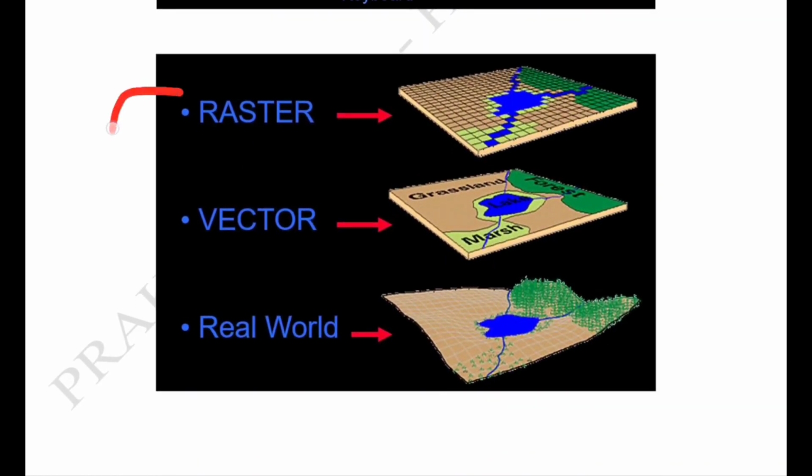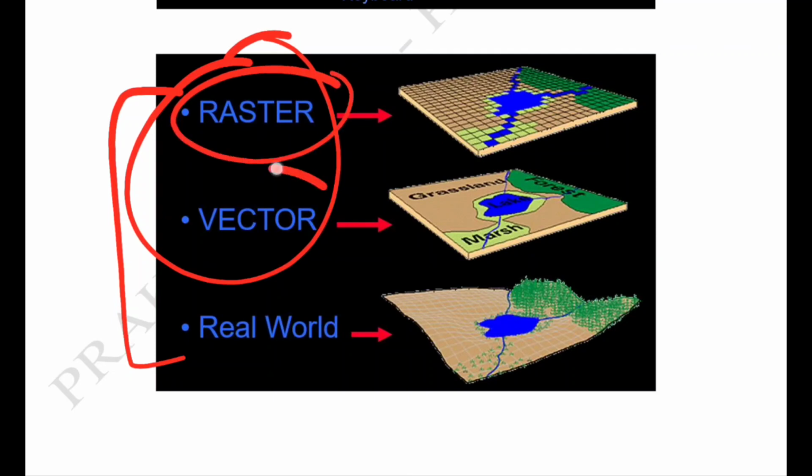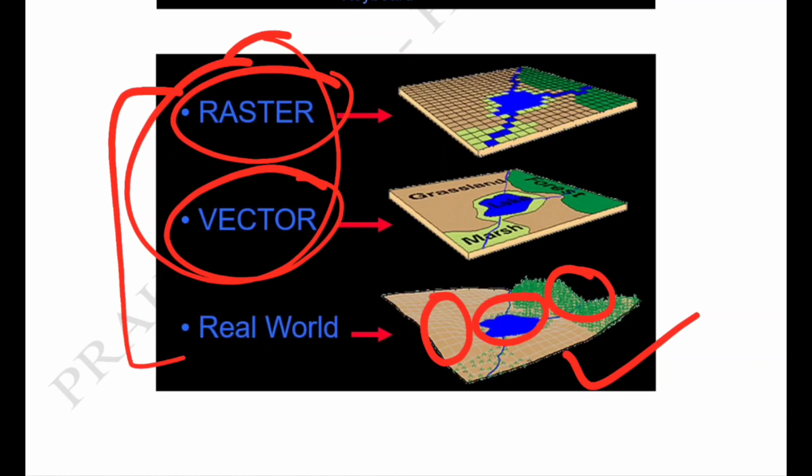After that, there are two types of data models that can be stored in the GIS or are acceptable by the GIS. The first one is raster and the second one is vector. What is the difference between these two data structures? This is the real world, like water body, forest and grassland.